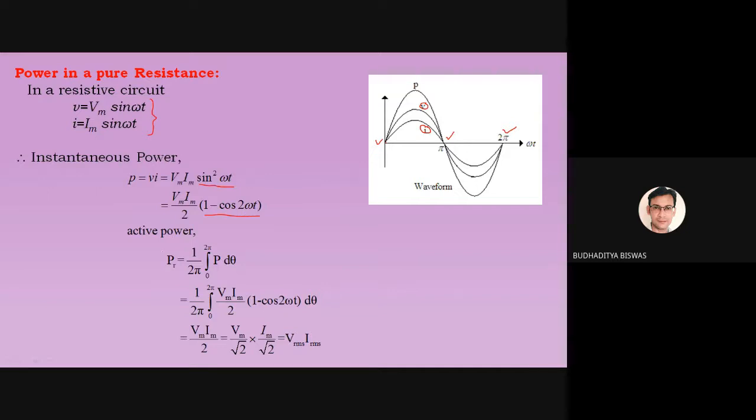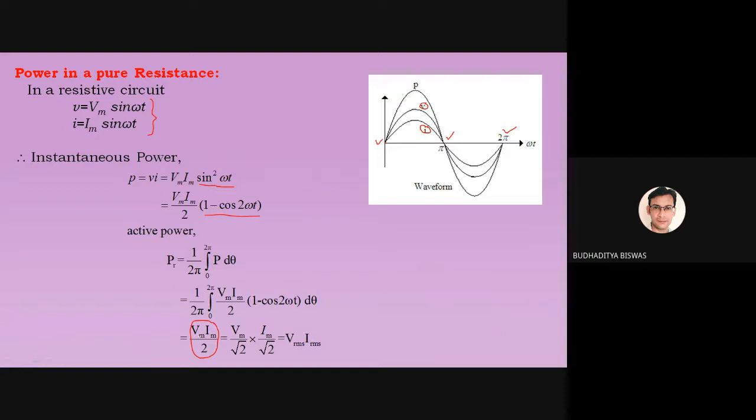So active power PR equal to 1 by 2 pi, because 2 pi is the time period, integral from 0 to 2 pi of p d theta, or you can say p d omega t, because omega t is nothing but theta. So just do the integration. Ultimately, you are getting Vm Im by 2. So after the integration, you are getting this one, Vm Im by 2.